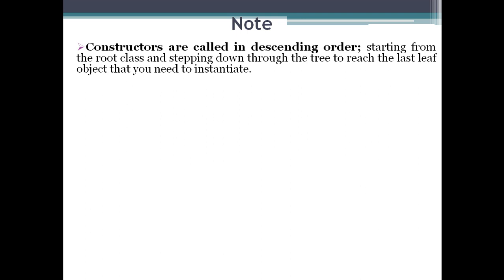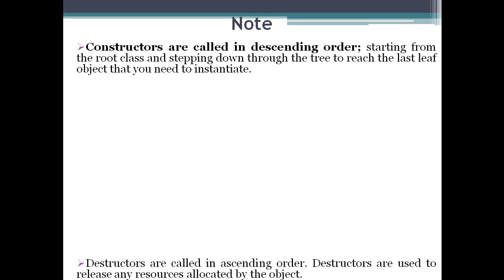So whenever you are using the constructors concept, constructors are always called in descending order, starting from the root class and stepping down the tree to reach the last leaf object that you need to initiate, right? So very importantly, the constructors are called in descending order. If 4 constructors are there, firstly it is going to execute your last constructor, then in reverse order it is going to reach the root class constructor.